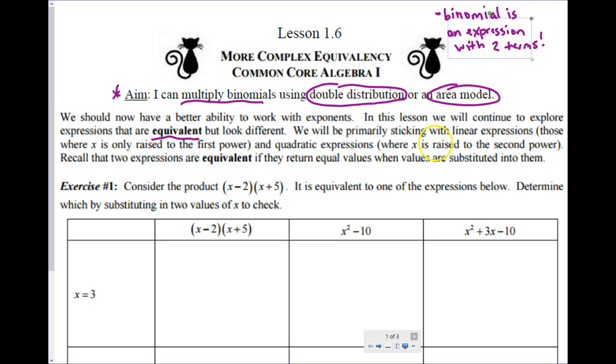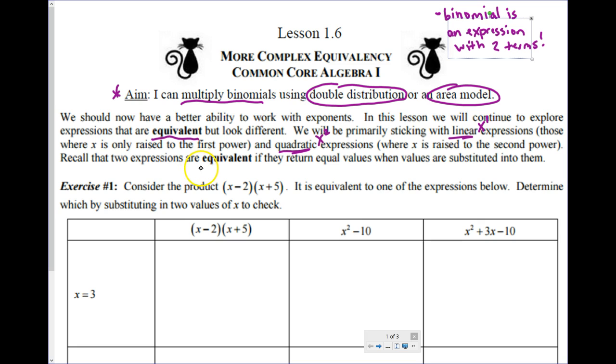We will be primarily sticking with linear expressions, those where x is only raised to the first power, and quadratic expressions. So linear and quadratic. A linear is something where it's x raised to the first power, and a quadratic is something where x is raised to the second power.